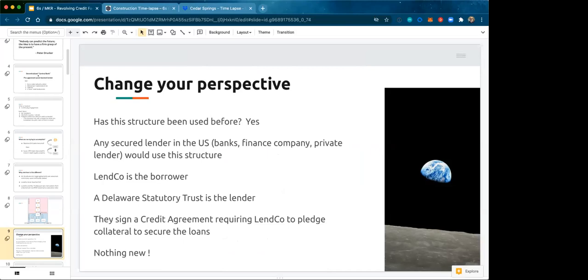In this scenario, a trust is being created. The trust is the lender. The trust is the representative body of all MKR holders. Lenco is now the borrower, taking that money from the trust and then using that money to turn around and lend to would-be borrowcos. And there's a credit agreement between the two with an asset collateral pledge between them to secure the loans.